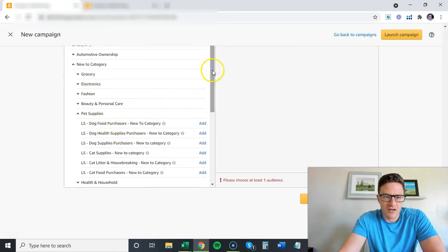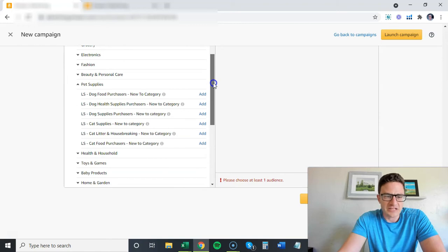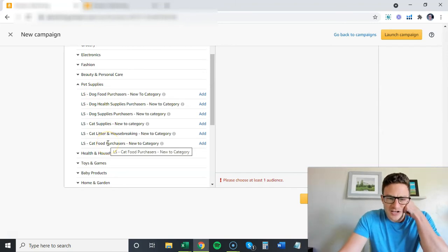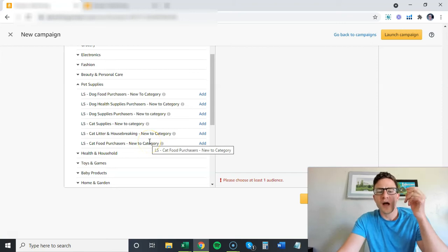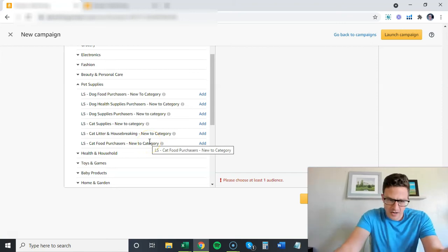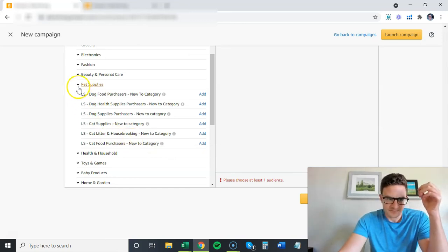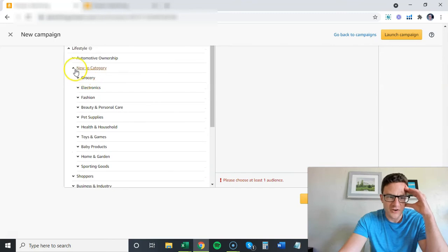Now, cat supplies. See, in this subcategory, there's only, what, six options? We've got cat litter and housebreaking new to category, cat food purchases new to category. What this probably means is that they know someone has bought some other new cat items and they're buying stuff for their brand new cat. But this is only new to category.